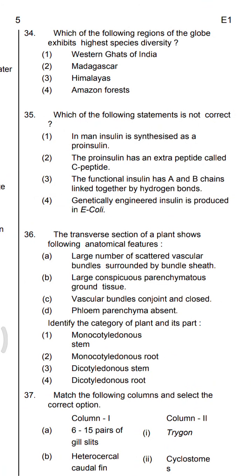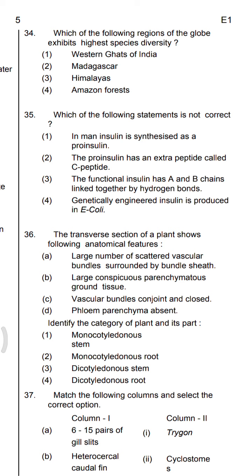34th question. Which of the following regions of the globe exhibits highest species diversity? 1, Western Ghats of India. 2, Madagascar. 3, Himalayas. 4, Amazon forest.